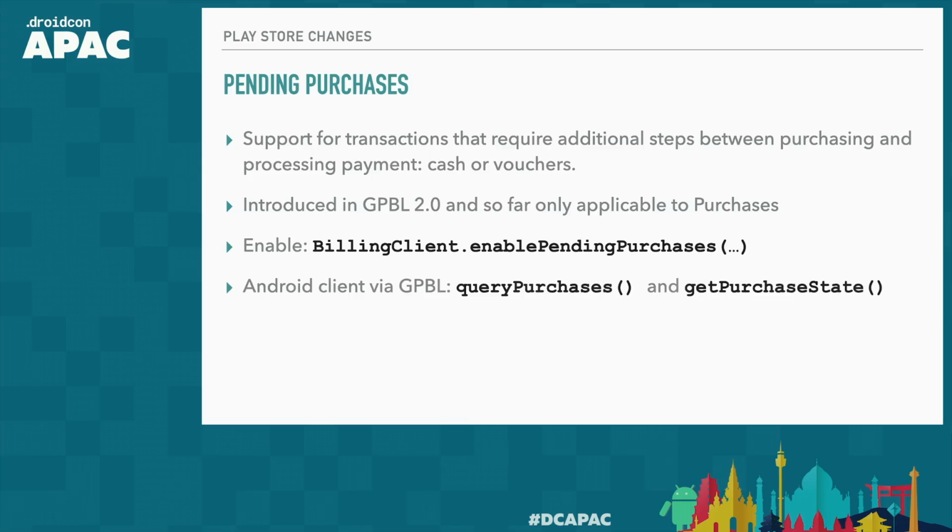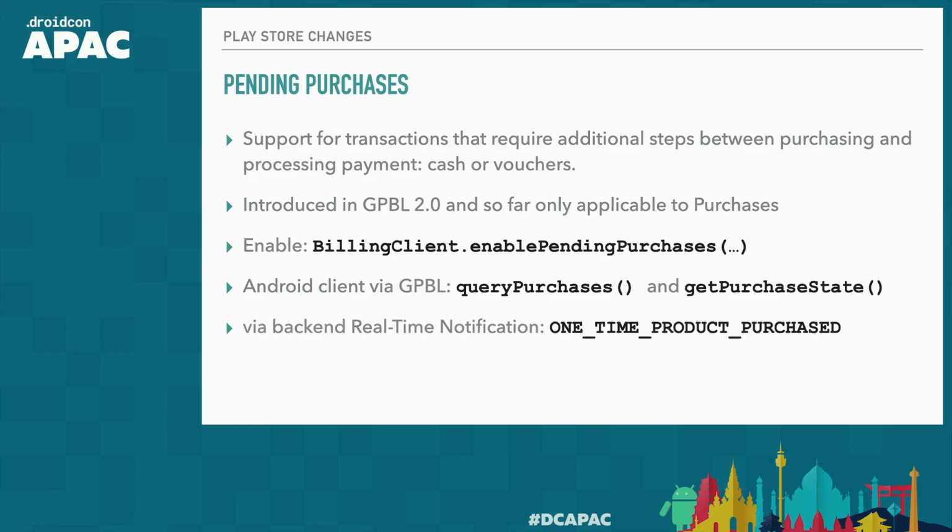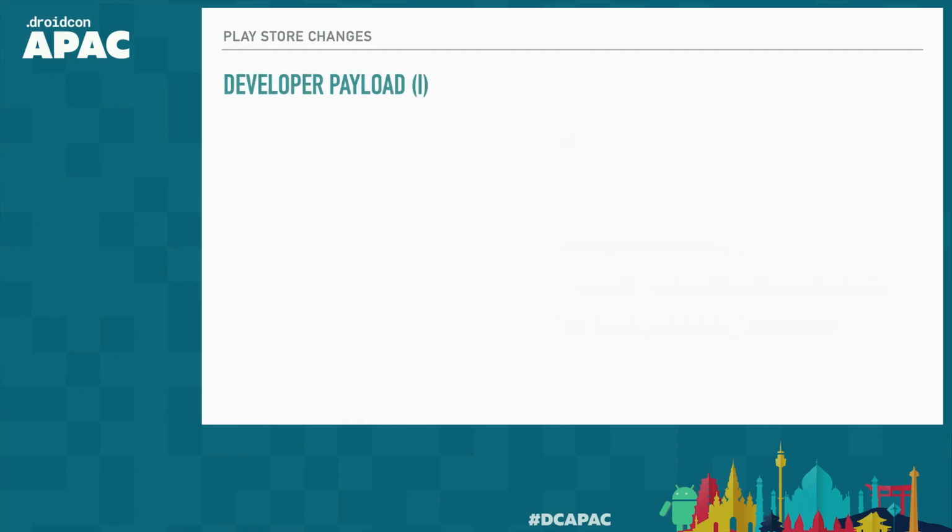In the Android client, you get access to this pending state via query purchases or a function called getPurchaseState. The nicer way is to do it via the backend real-time notifications. So that's not via the API, but you can subscribe to a real-time notification that's called one-time product purchased, and that will give you information about the state of that purchase as well.